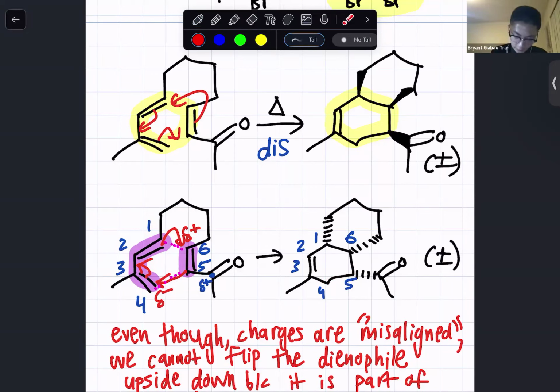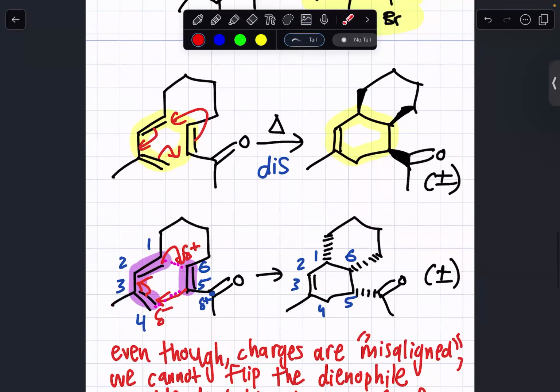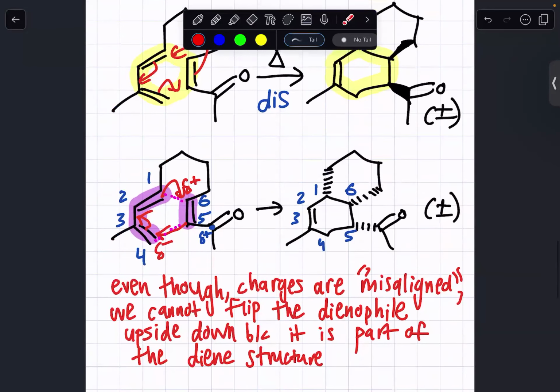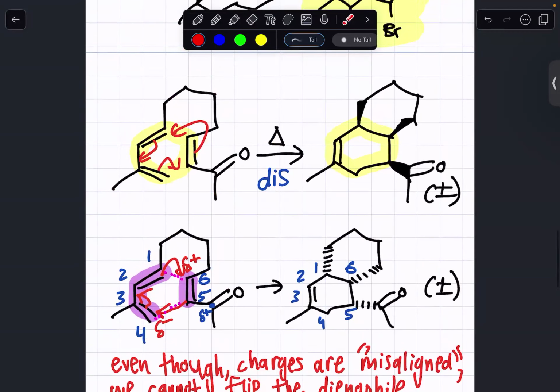It doesn't have to be like that. It could have been the other way as well. It could have made a double bond between 1 and 6 if I drew the arrows like this. So in this case, it doesn't matter if you see it like an electrocyclic reaction or a Diels-Alder reaction. It just gets you the same product.